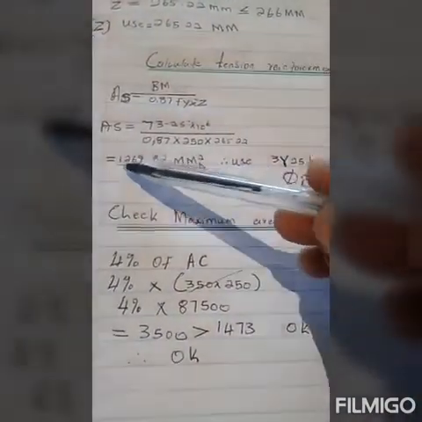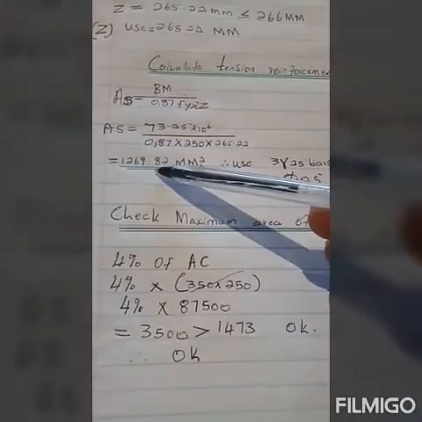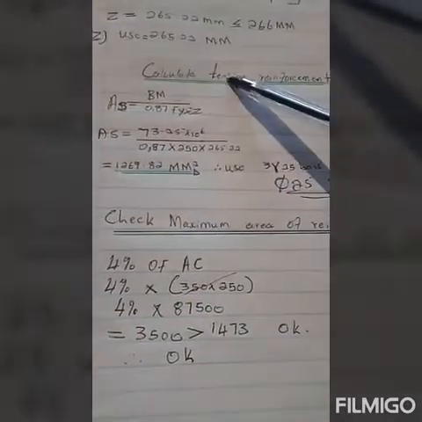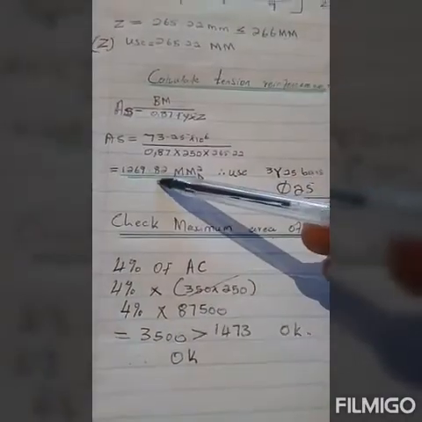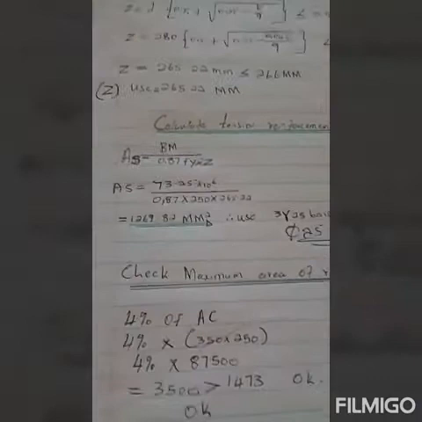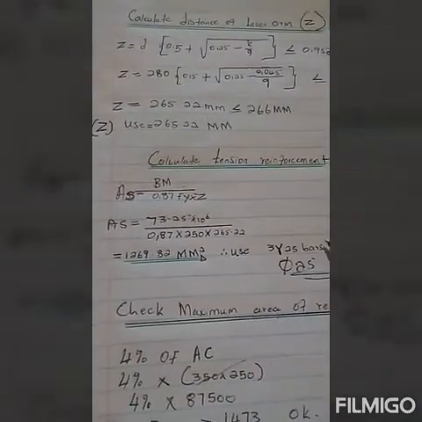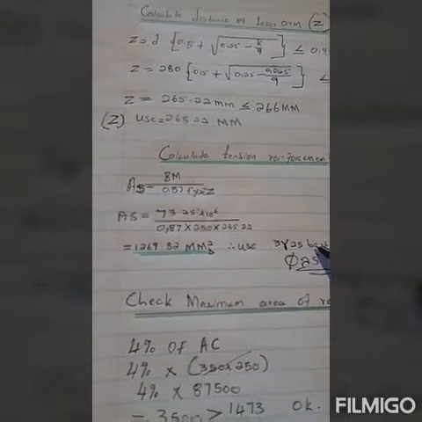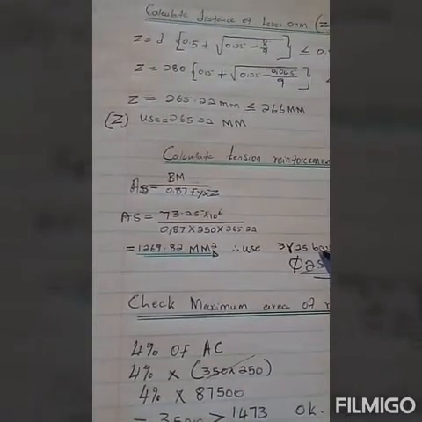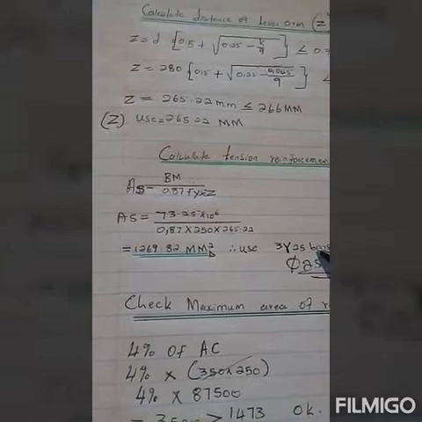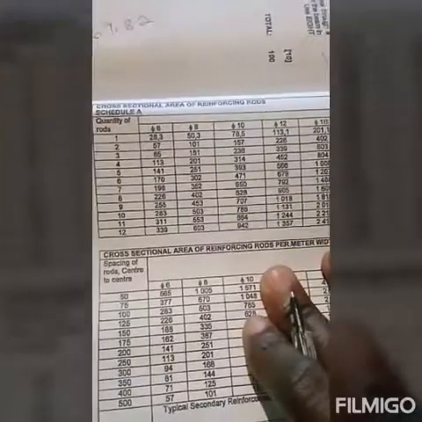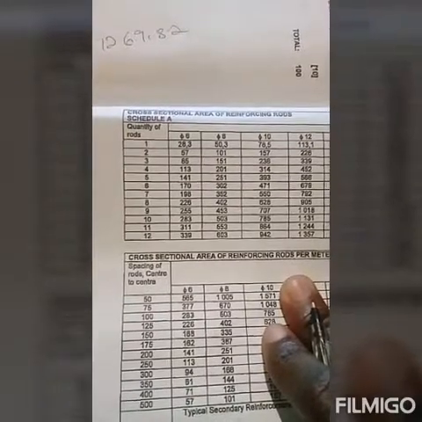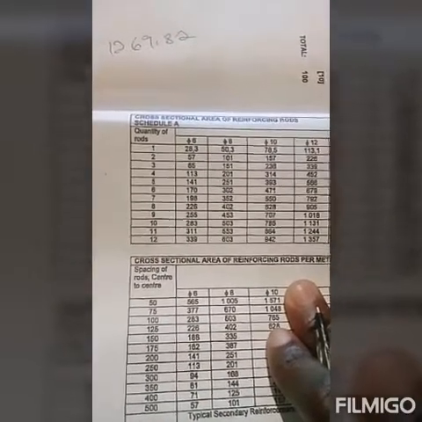Listen carefully. This answer will guide us to find the tension reinforcements. So we are going to the schedule. We're going to check the reinforcements on Schedule A, cross-sectional area of reinforcing rods. The table, I'll show you. Ladies and gentlemen, this is our cross-sectional area of reinforcing rods, Schedule A.